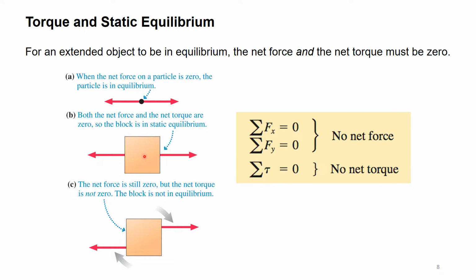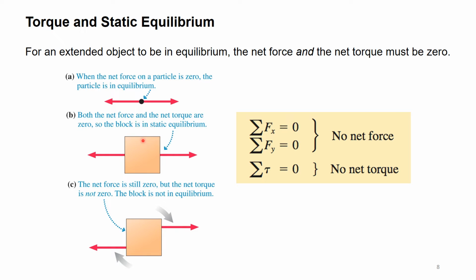Now let's look at the next picture, for the block. Again, we have an object. This time it's a rigid object, and you have two forces acting in opposite directions. Again the forces cancel, so there is no net force acting on this object. But let's also look at the other quantity, the net torque. These two forces create torques.